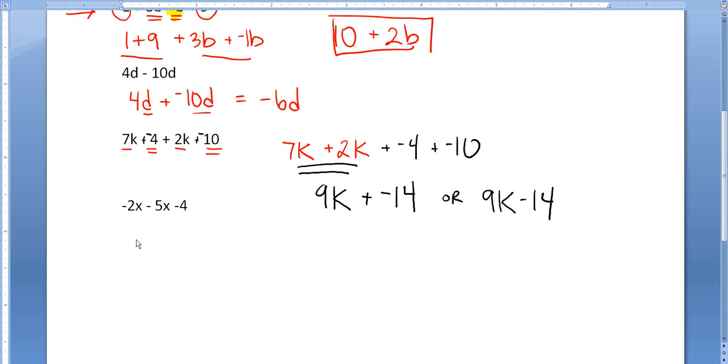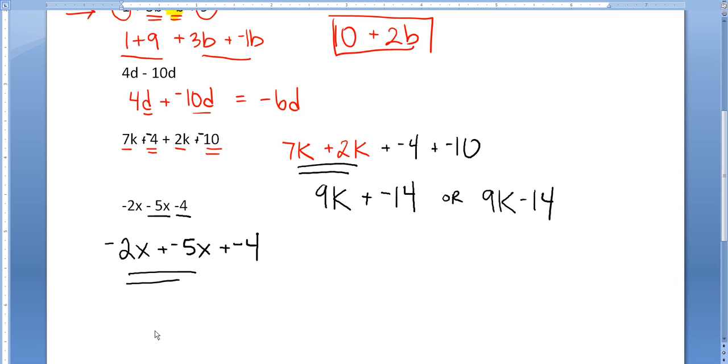Okay, let's do this last problem together. -2x, subtract 5x. I've got subtractions. Let's go through and make them an addition problem before we do anything. Instead of subtract 5x, I'm going to add a -5x. Instead of subtracting 4, I'm going to add a -4. I haven't changed anything. I just made my subtraction into addition, easier to deal with. Make my negative a little clearer there.